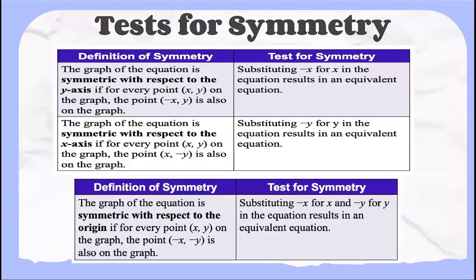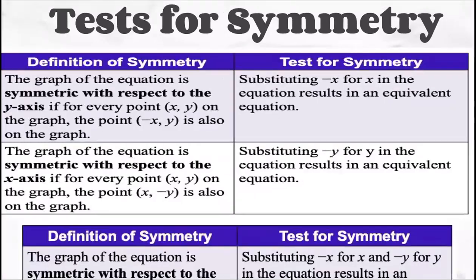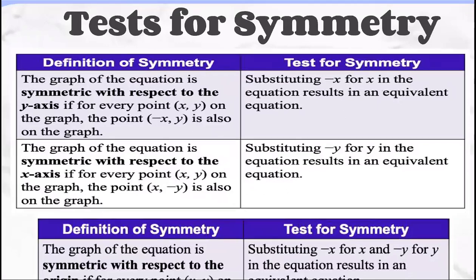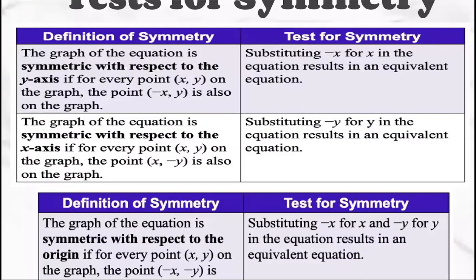All right, let's talk about symmetry. We can figure out whether an equation is going to be symmetric on the y-axis, symmetric on the x-axis, or symmetric on the origin. To do this, we plug in negative values and see if we get an equivalent equation. What's a little bit different, and something you have to get used to because it seems a little backwards, is if it is symmetric to the y-axis.